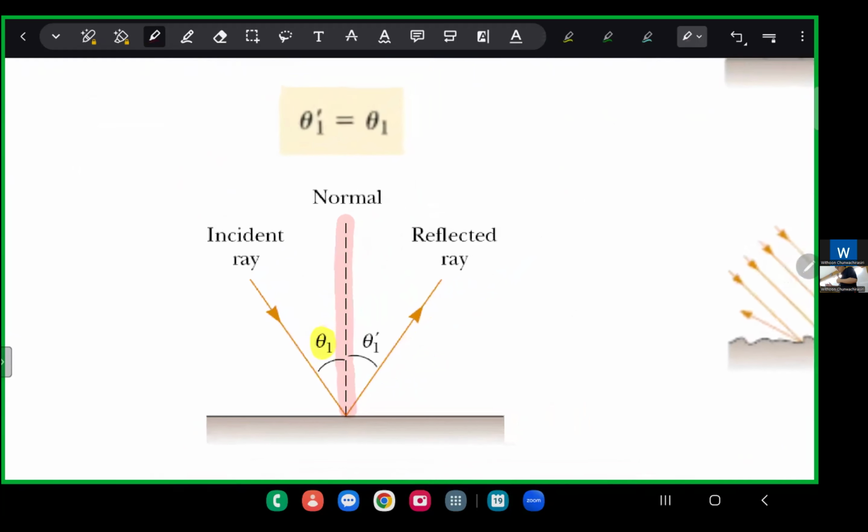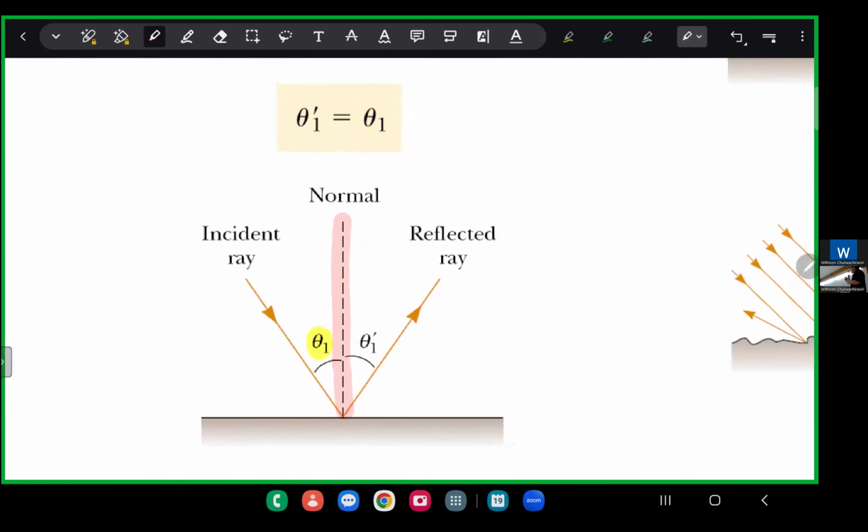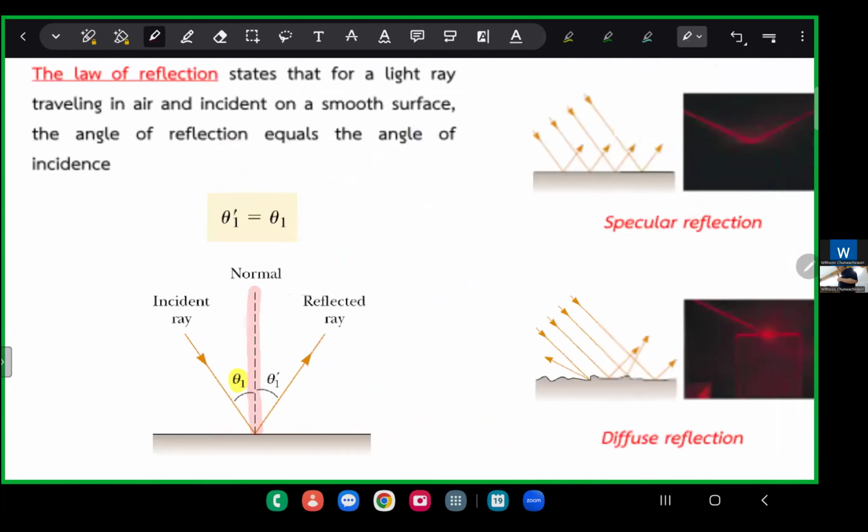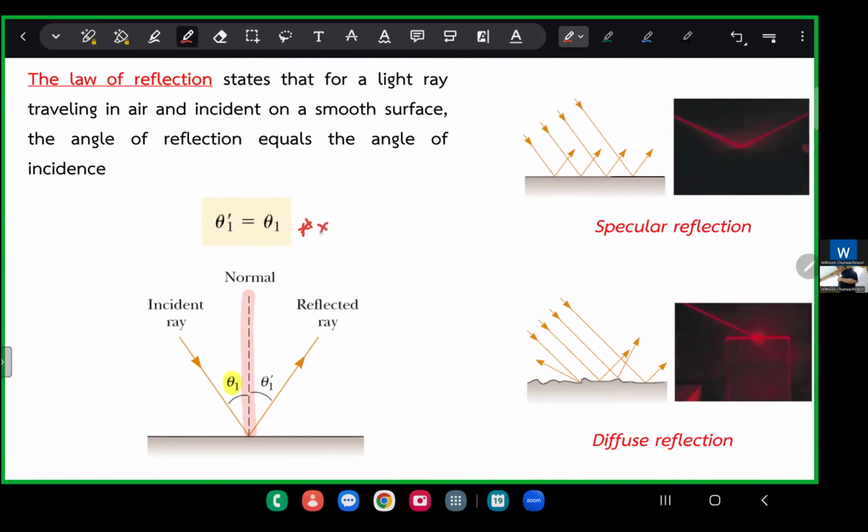It's convenient further on, when you do something else, to have a normal line rather than refer to just the surface of the material itself. So in this case, theta 1 will be the incident angle. And of course, if you just get a reflection, everything will be just like a mirror image. So you get theta 1 prime as the reflected angle. And the law of reflection is super simple: theta 1 equals theta 1 prime. Your job is done. The angle of incidence is the same as the angle of reflection.